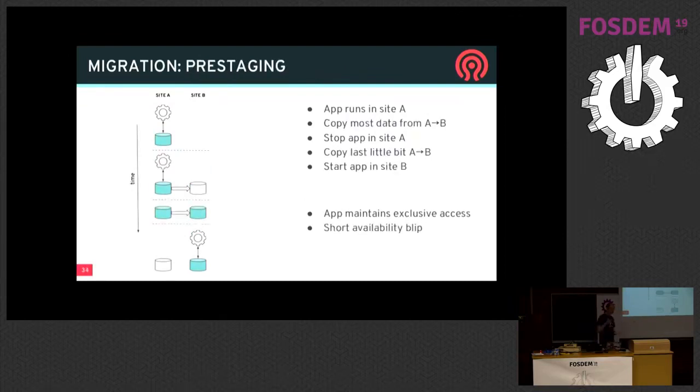You can improve on this situation a bit if you pre-stage the data. While your application is still running inside A, you might make a full copy of the data, but it's getting a little bit stale. So it's like 99.9% up to date. Then you stop the application and do a final pass on the data to make sure you get those last few changes, and then start it up inside B. So this is an improvement. You shorten the availability gap while you're shutting down the application.